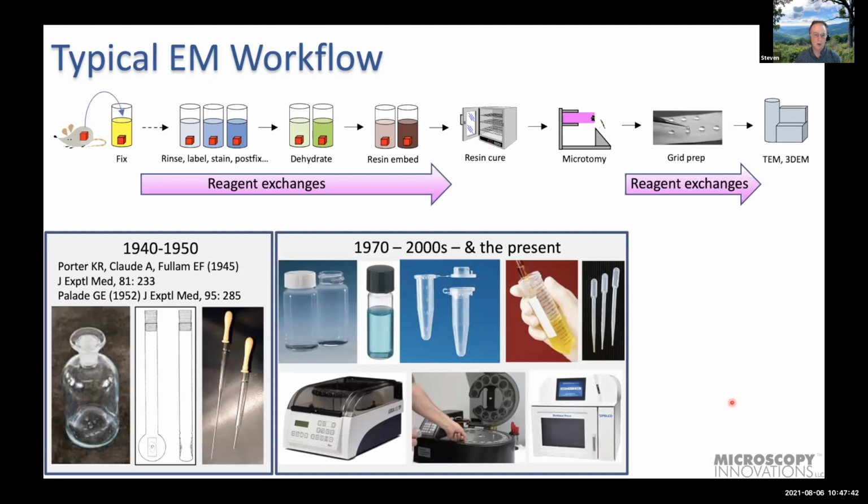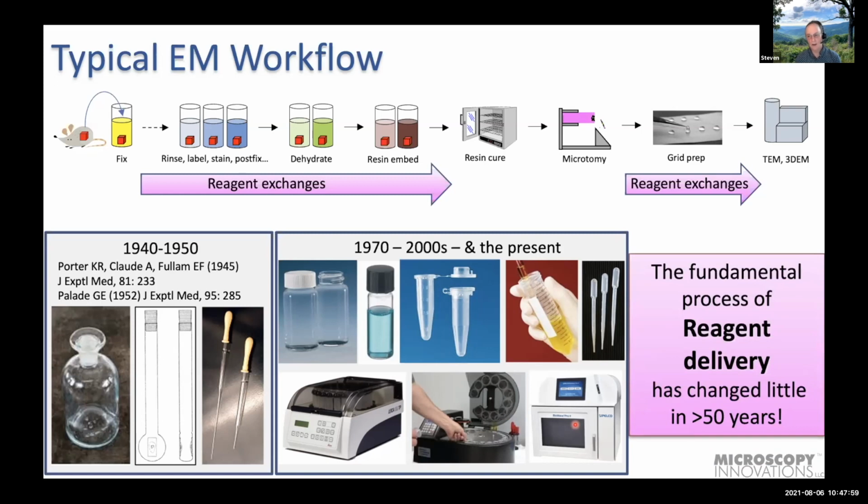And I believe this would also include the EM autoprocessor and the microwave oven, which was first introduced in around 1970 by Myers and later refined by Giberson and others through the 80s, 90s, and 2000s. But the most fundamental process, reagent delivery, really has changed very little over the last 50 years or so. So with this history, let's look into why we created a new system for automated and manual EM sample preparation.